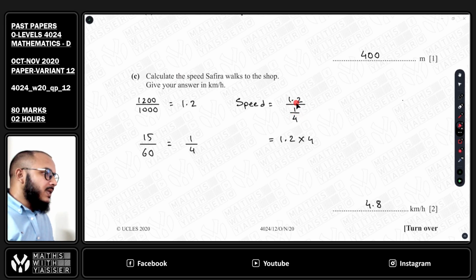Since I am dividing by a fraction, I can also multiply by its reciprocal, and that will make 1.2 times 4, which is 4.8. And this also works for the conversion of minutes to hours. We had 15 minutes. In order to convert it to hours, I can simply divide it by 60 minutes, and that will give me 1/4 of an hour.